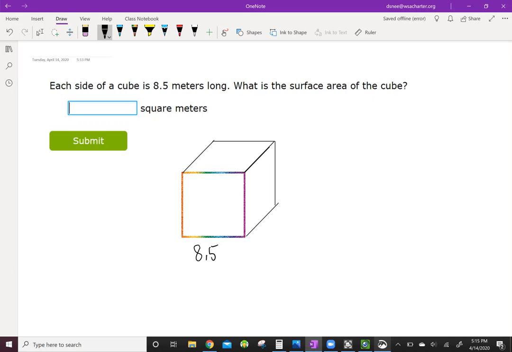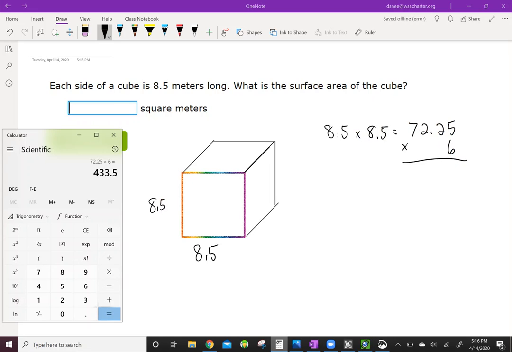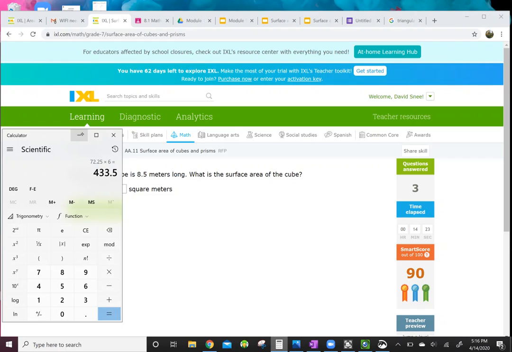Now I know that I've got 6 sides that are going to be exactly like that. So I'm going to multiply by 6. I'm going to go back here, times 6 equals 433.5. Let's see if we got this right here. 433.5. And that should be it.